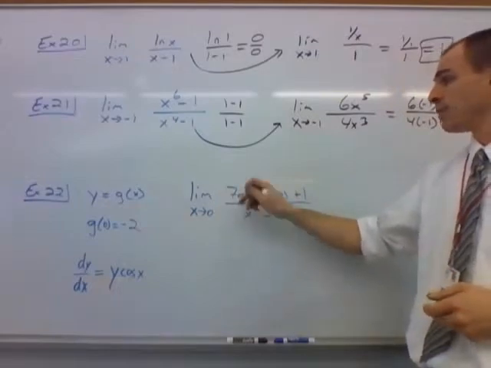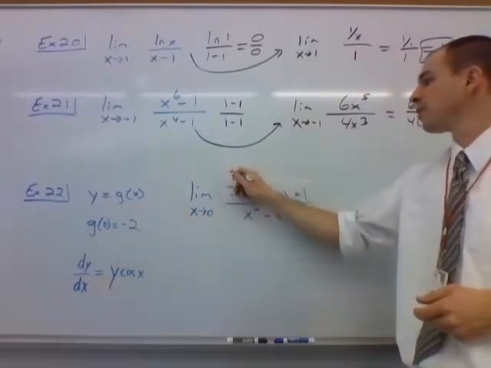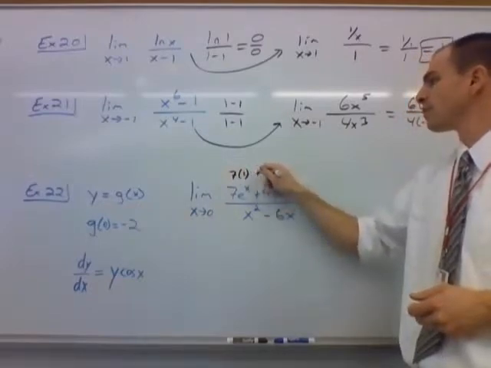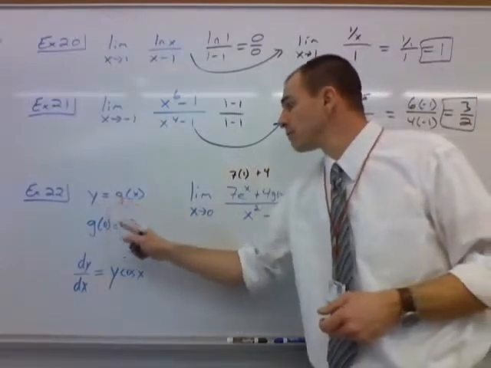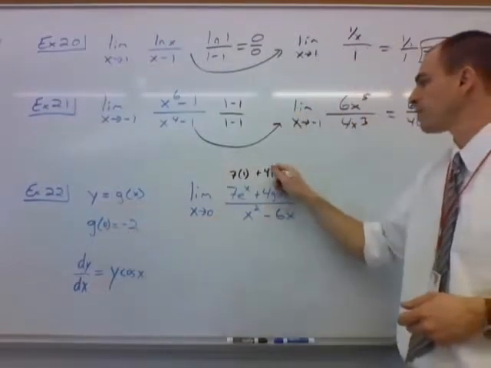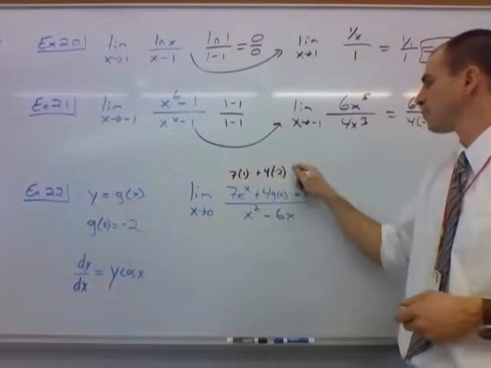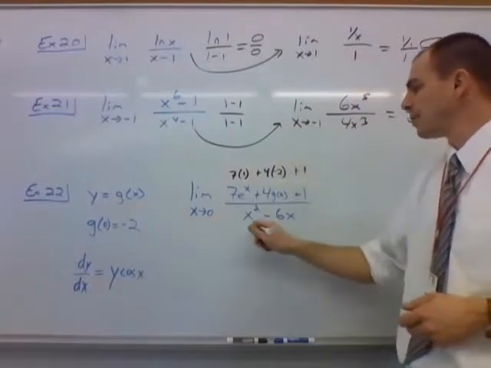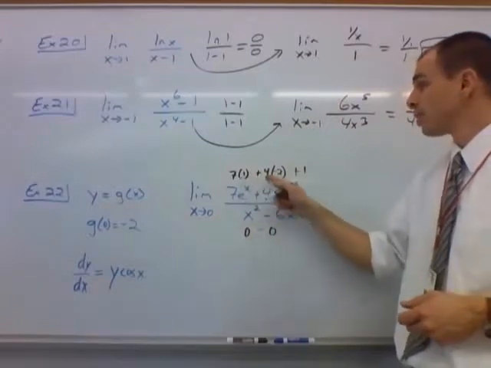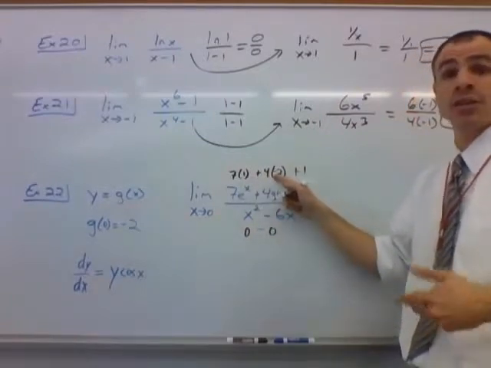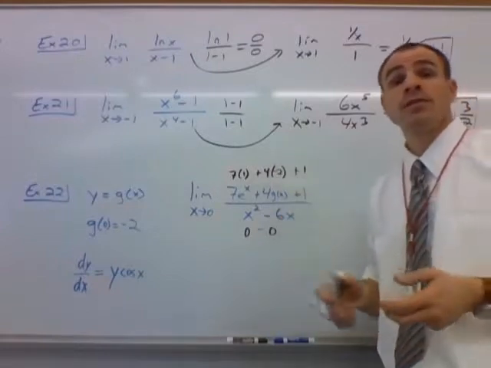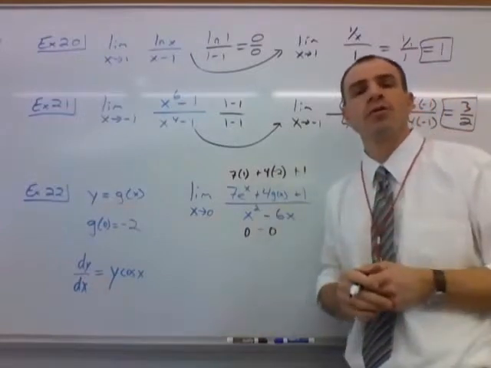Well, 7 times e to the 0, and e to the 0 is 1, plus 4 times g of x. We're interested at 0, so g of 0 is negative 2. So we have 4 times negative 2 there, plus 1. In the denominator, we have 0 minus 0. That's definitely 0. 7 plus negative 8 is negative 1, plus 1 is 0, so we get 0 up top as well. This is 0 over 0. L'Hopital's rule goes into effect.